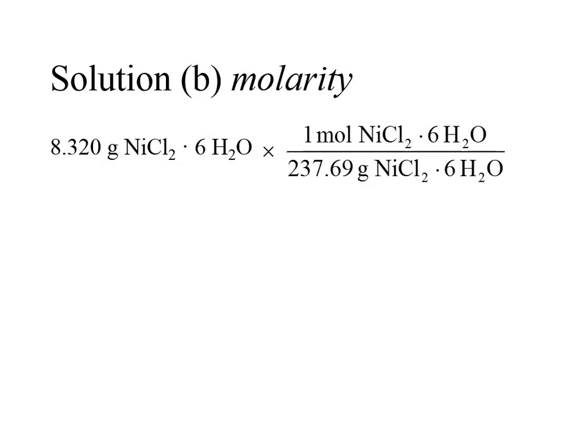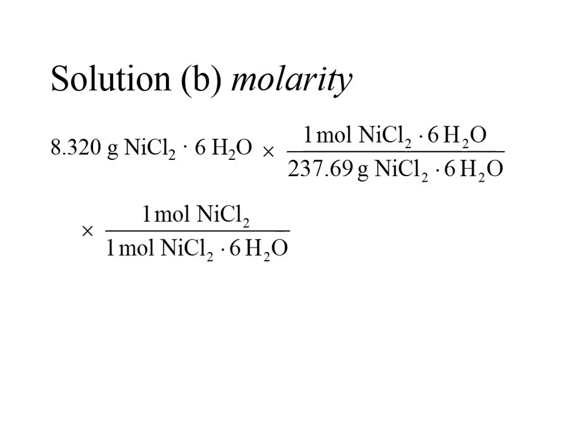Of course, that will give me moles of nickel 2 chloride hexahydrate. Then I need to recognize that for every 1 mole of the hydrated salt, I have 1 mole of the anhydrous. So I have 1 mole of nickel 2 chloride per 1 mole of NiCl2.6H2O.